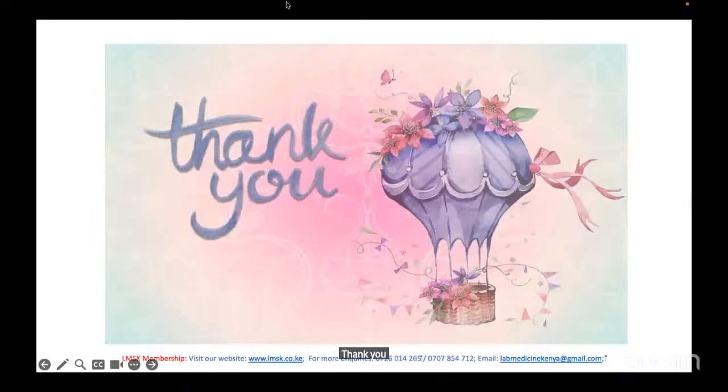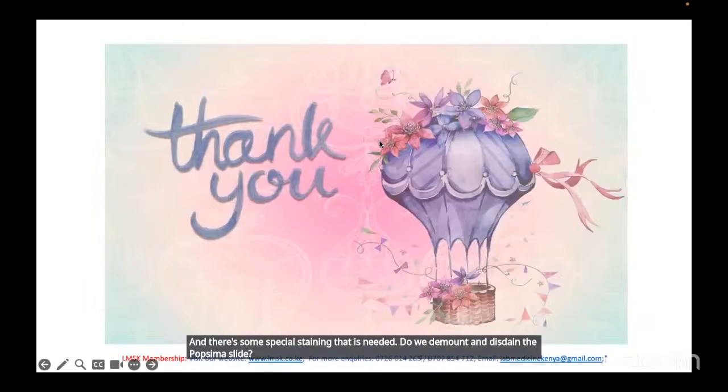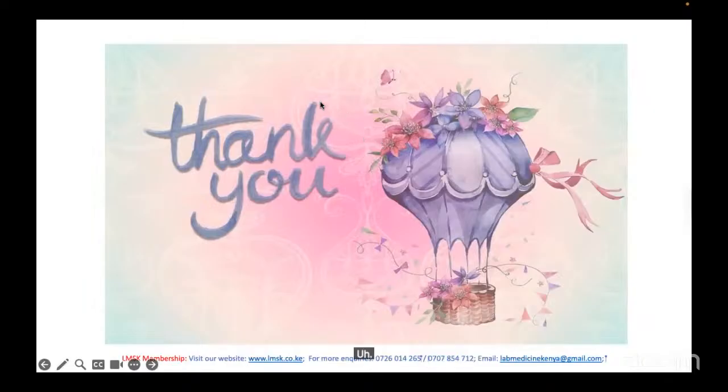Thank you. Emma Mwangi is also having a concern about special stains. Now we have a pap smear slide. So Esther Mwangi is now wondering, after staining this slide, and there's some special staining that is needed, do we demount and destain the pap smear slide? This is Emma. So, yes.